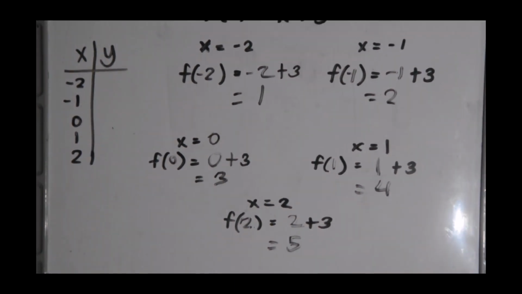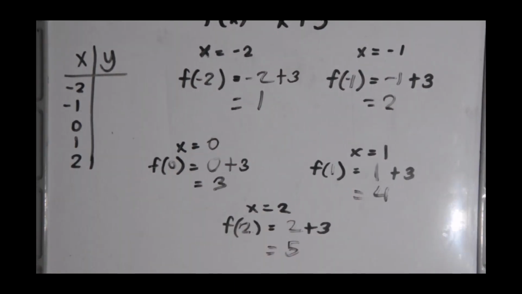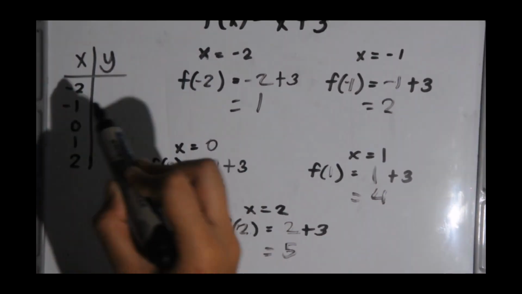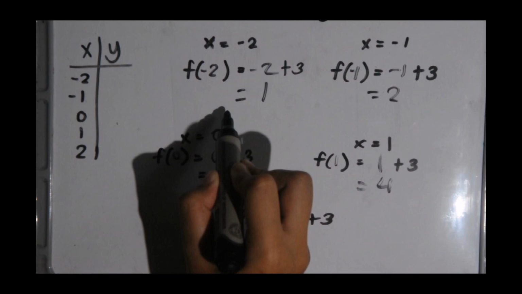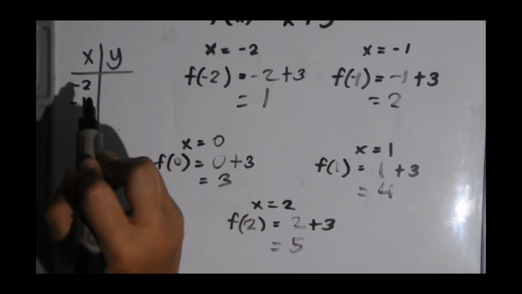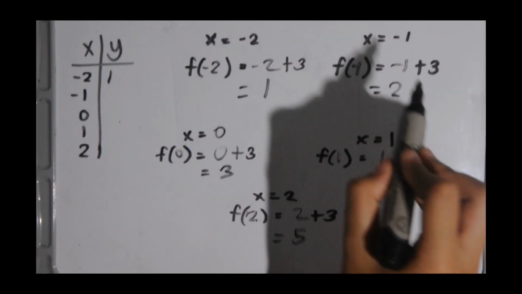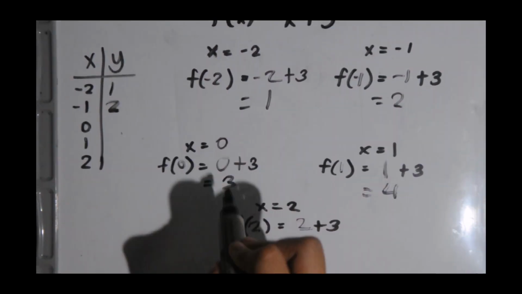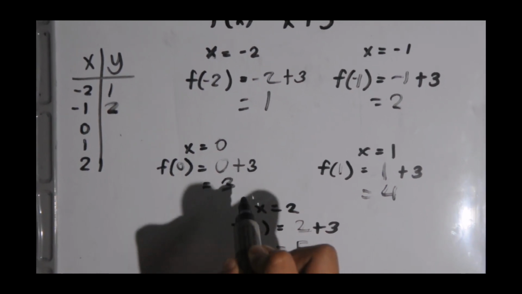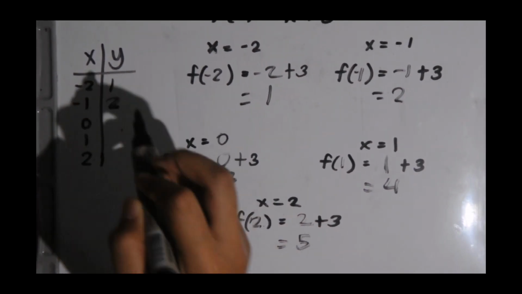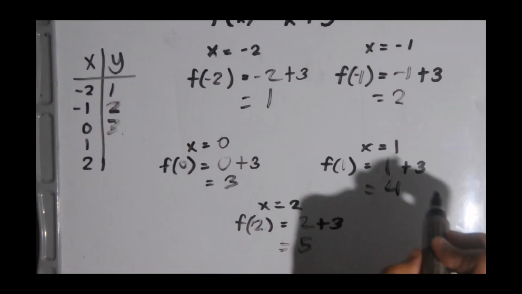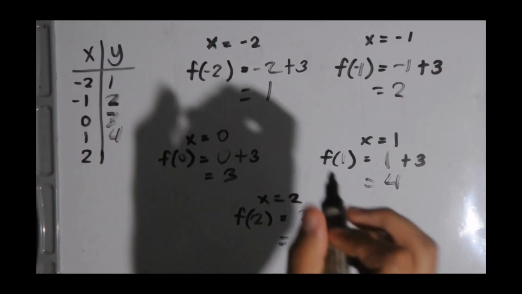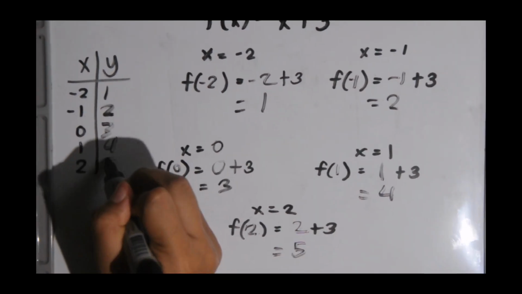After we have solved each of the inputs, we are now going to put our outputs in the table. Our input is negative 2, our output is positive 1. Our input for the next is negative 1, then our output is positive 2. Next, the output of 0 is 3. Next, the output of our input 1 is 4. Lastly, our input is 2 and our output is 5.